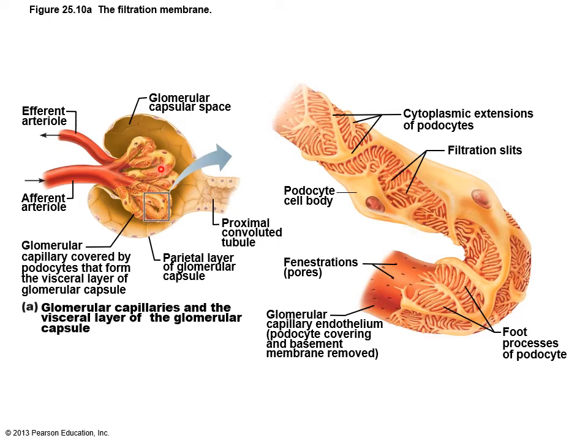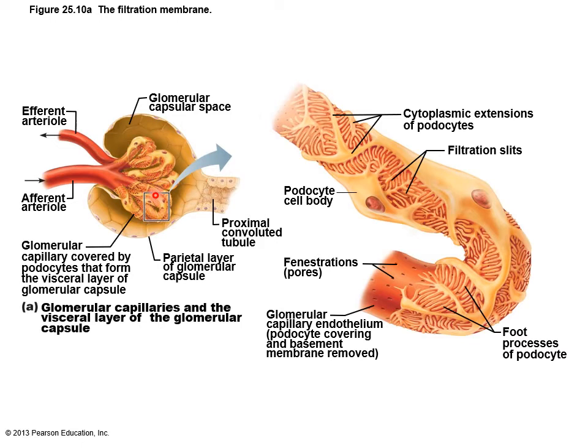So this is a look at Bowman's capsule or the glomerular capsule. This is the visceral layer. This is the parietal layer. This layer attaches to the capillaries. There's your afferent coming in, efferent going out. Now I want you to pay attention to the size of these 2 arterioles. This one is much larger in diameter than the one going out. That increases the pressure in here.